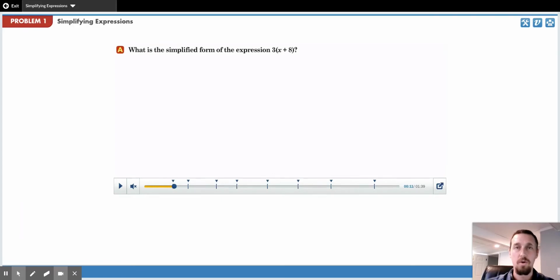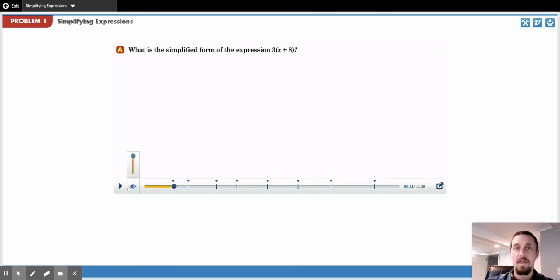I'm going to make a quick video here where I show you how to convert things to simplified form using the distributive property. Now, simplified form means there are no like terms and no parentheses. You're going to want to remember that because we'll be simplifying things a lot.